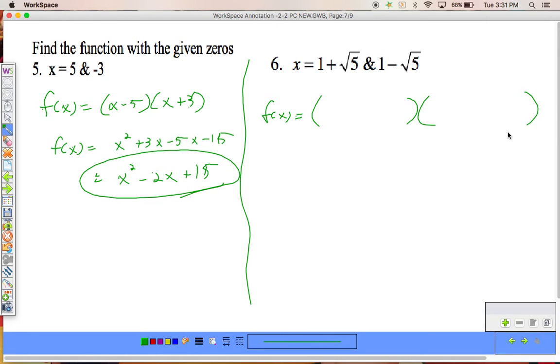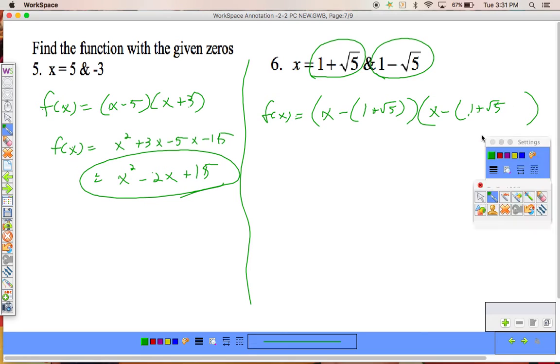I'm going to put in the opposite of this, and the opposite of this. So I'm going to do it like this. I'm going to do x minus 1 plus the square root of 5, because that's the opposite. And then I'm going to go x minus 1 plus the square root of 5. Oh, not plus the square root of 5, minus. That's the other one.